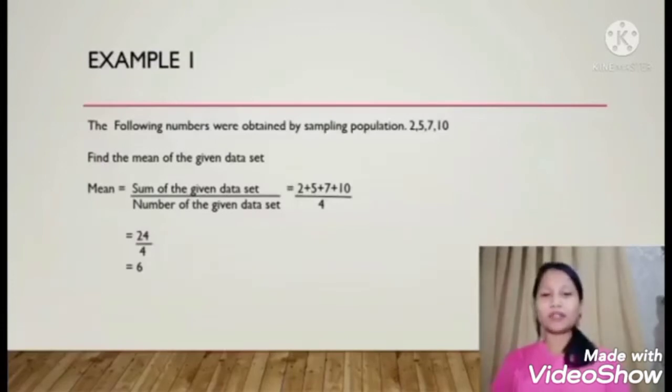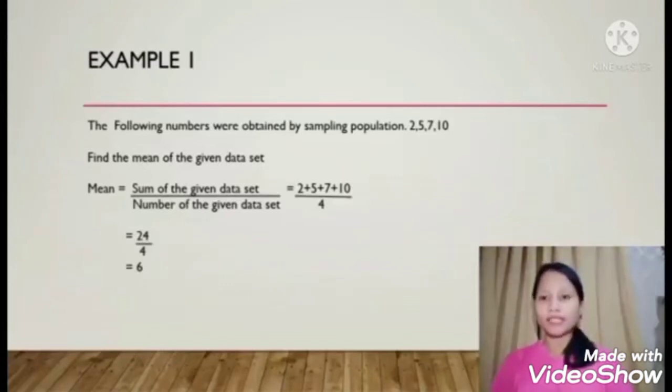Example: the following numbers were obtained by sampling a population: 2, 5, 7, 10. First step, find the mean of the given data set. Mean equals the sum of the given data set over the number of values in the data set.